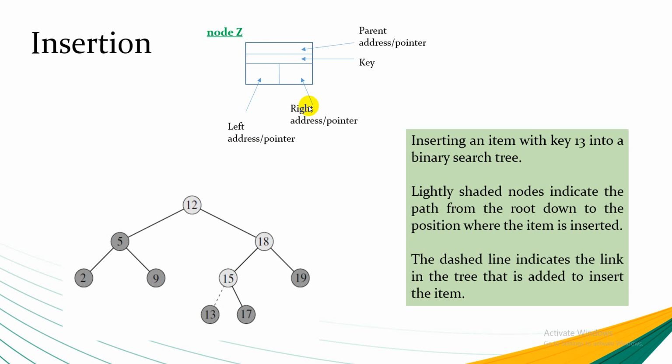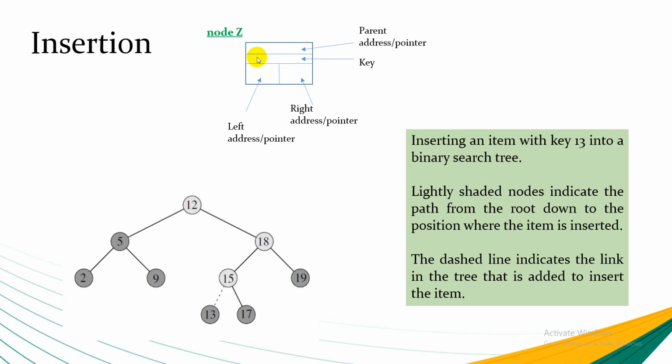Now let's talk about insertion. Okay, so if you want to insert an element inside the tree, where do you insert this element? We need to go left and right until we find the right place for the element. Let's first consider the node Z. Any node to insert in a tree will have a parent, so the parent address will be in this area.